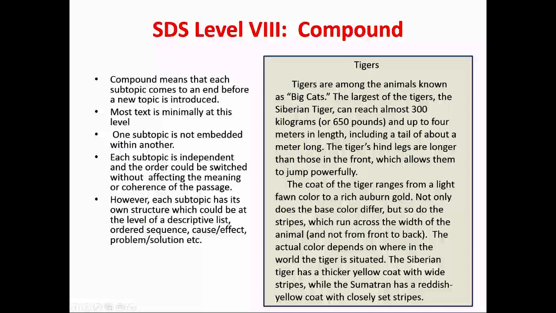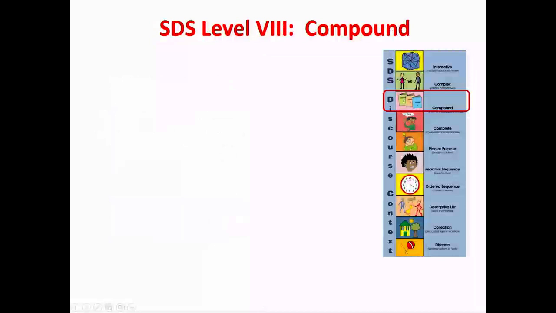The actual color depends on where the tiger is situated. The Siberian tiger has a yellow coat and white stripes, while the Sumatran is reddish colored with closely set stripes. So this is actually written in compare and contrast. Just because it's compound doesn't mean that it's all going to be lists of information. Each one of the episodes can have its own text structure. So that's the compound level.